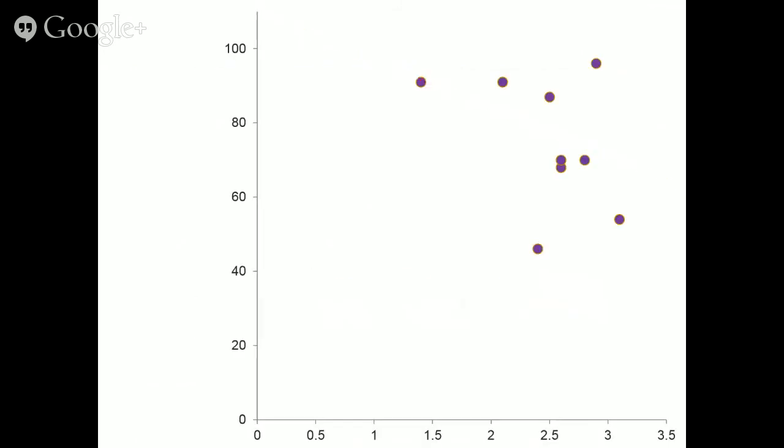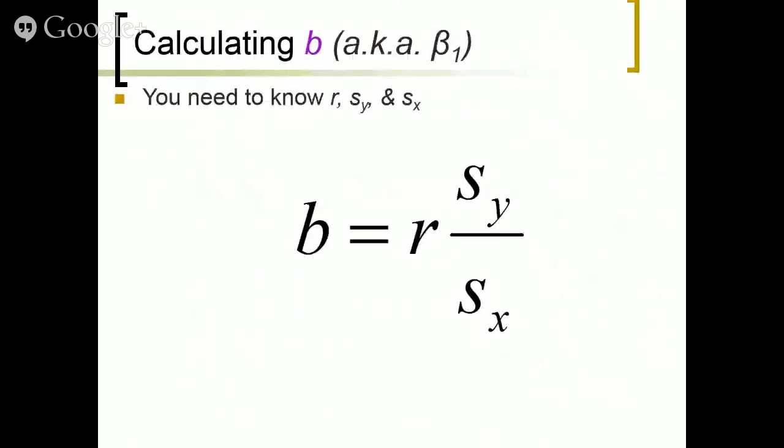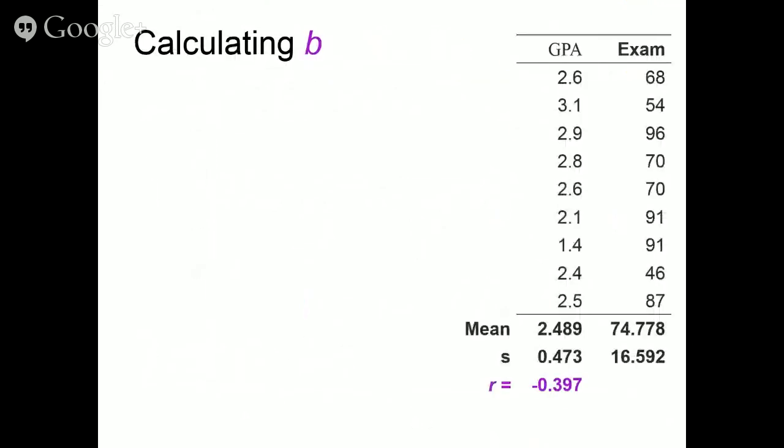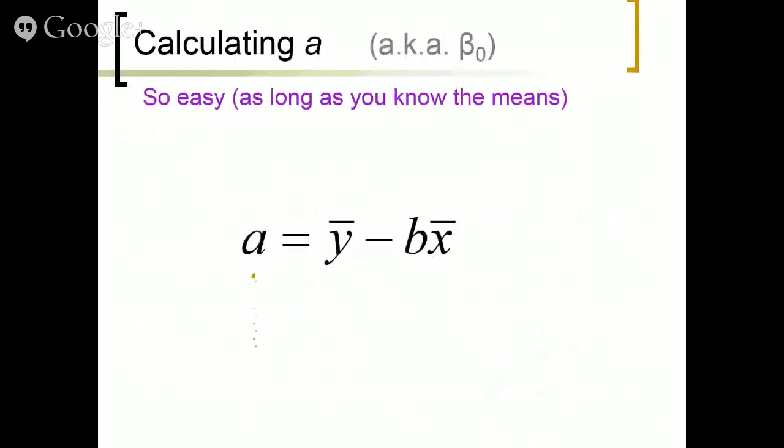Now, quick, let's just zip back through here. First, you figure out b. B is just r times s of y divided by s of x. Then a, once you've got b, it's just the mean of y minus b times the mean of x.